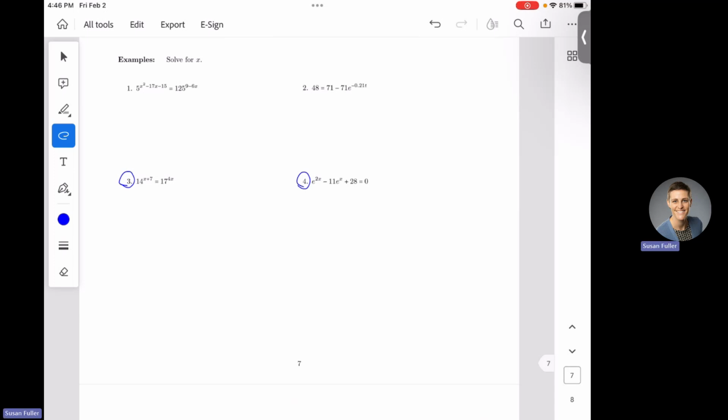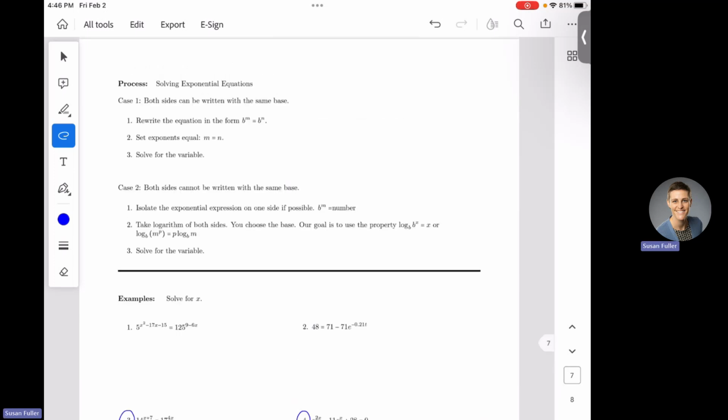No, we're not going to get anything nice here. 14 isn't a power of anything except 14, and 17 is not a power of anything except 17. So we're not going to be able to write these with the same base. So we are in case 2 here.